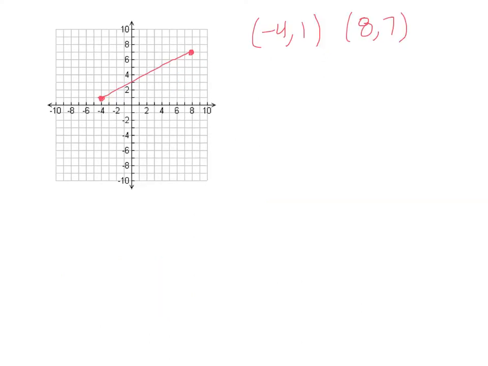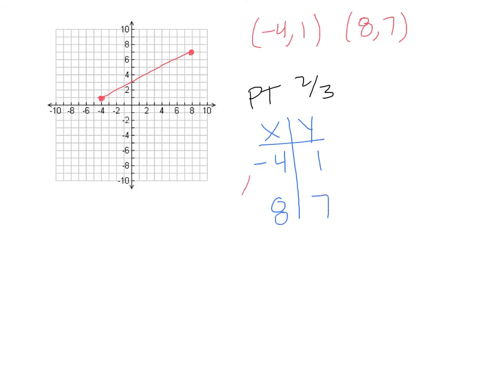So I ran out of space on the last page, so I went ahead and redid the graph on this one. We're going to look at another fractional distance, but again using those same points, negative 4, 1, and 8, 7. This time, let's find a point that is 2/3 of the way along that segment. So this means we want to find the fractional distance of 2/3 as opposed to 1/2 or 1/3 like we did earlier. And again, I'm going to use a table because to me that's the easiest way to look at it. So we have negative 4, 1, and we have 8, 7.